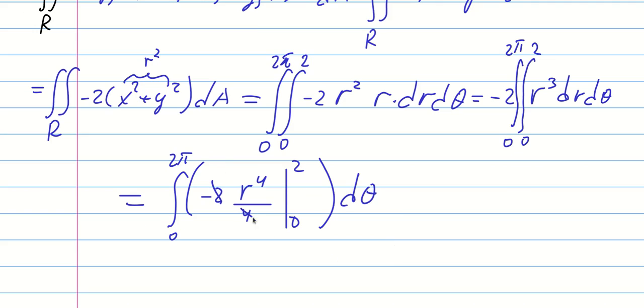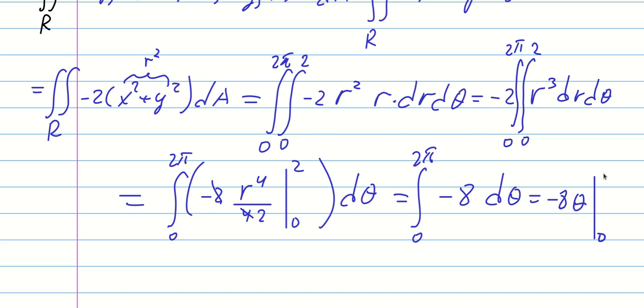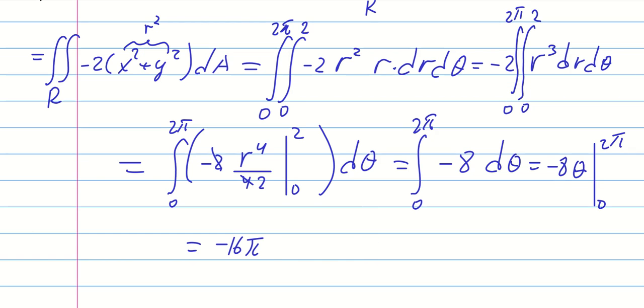So 2 and 4 we can divide, and we plug in 2 inside, and there's going to be 2 to the 4, which is 16 over 2, so it's going to be 8. So we have negative 8 integral from 0 to 2 pi d theta, which is negative 8 theta evaluated from 0 to 2 pi. So we get negative 16 pi minus 0, which is just negative 16 pi.